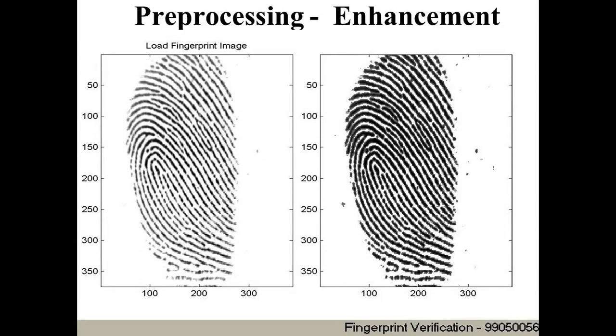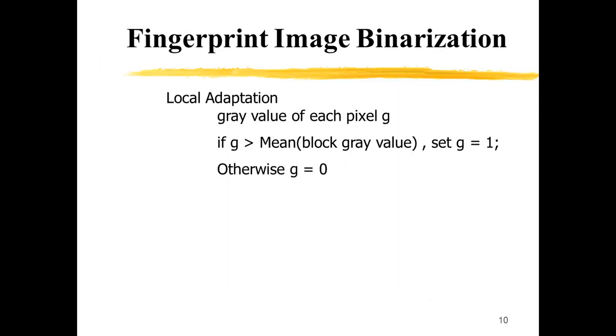This is how the fingerprint image gets developed once the enhancement has been performed. As we can see, the contrast is a lot better and the details are much clearer. The second stage in pre-processing is binarization.